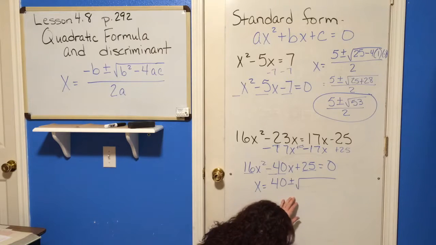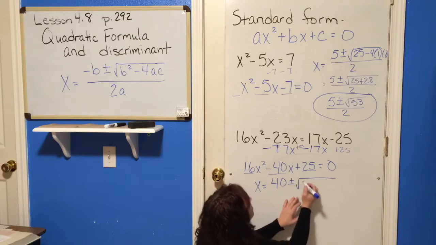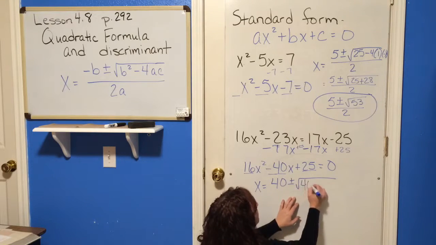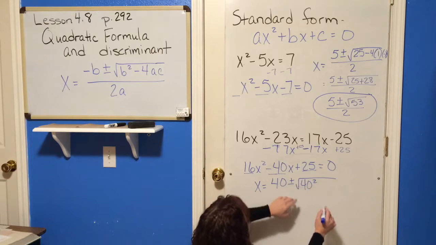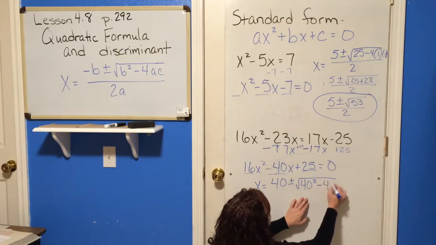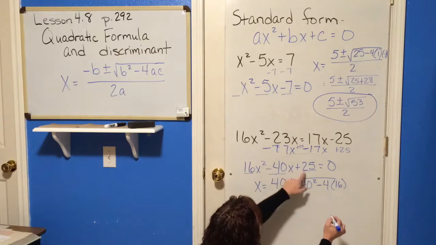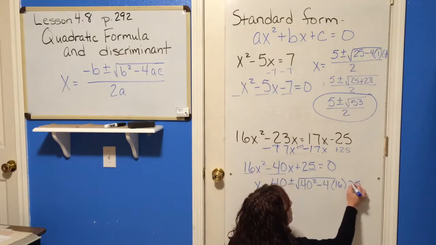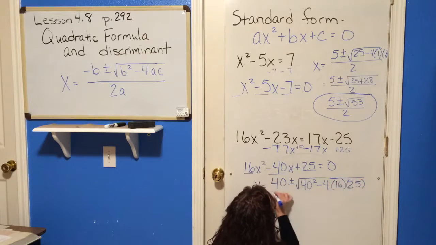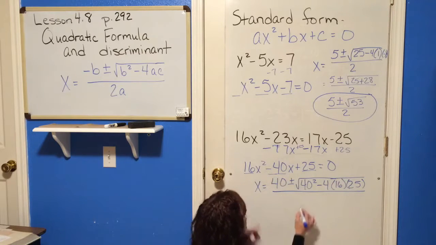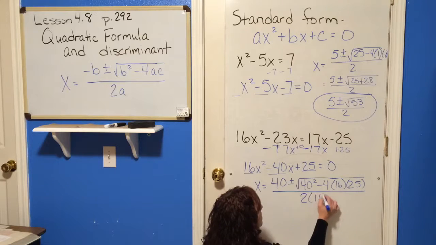Well, you know what? Look what I just did in my notes. I just said 40 squared. And that works too. All right. And then minus 4 times A, which is 16, times C, which is 25. And that's all over 2 times A.